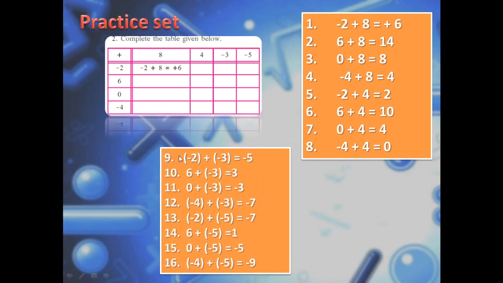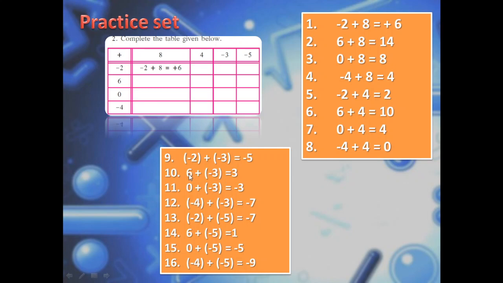The ninth one is minus 2 plus minus 3, that is having integers of same sign, that is minus and minus on both sides. That means I have to add the numbers and put the common sign, that is minus. 10th one, 6 is positive and 3 is negative. Opposite signs, subtract it children and give the bigger number sign, that is positive.